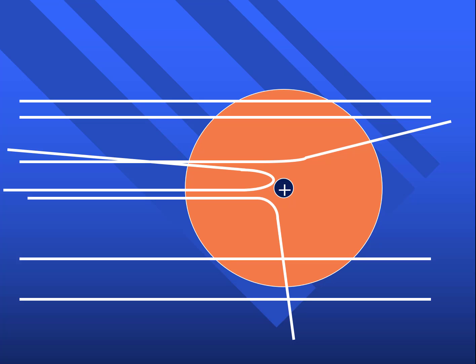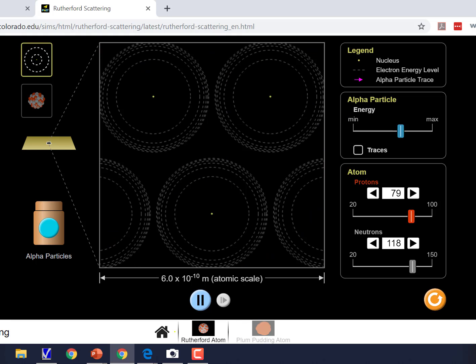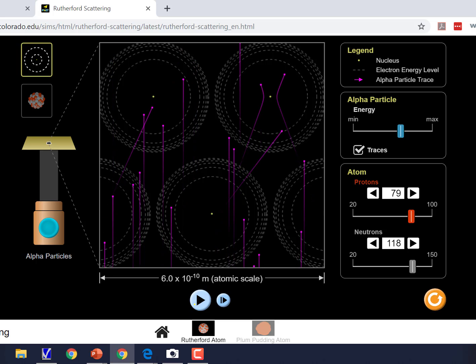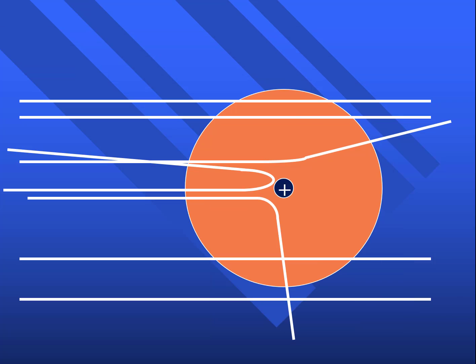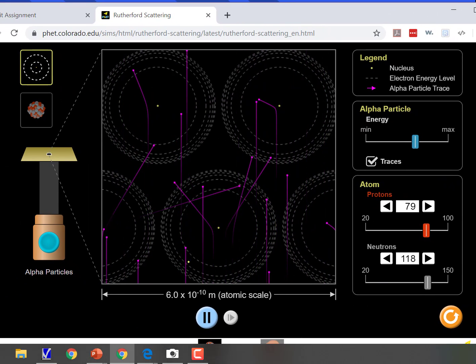Right? So on a larger scale, what you guys saw yesterday, when you did the Rutherford atom and you fired alpha particles at gold foil. Turn on traces so we can see them. There we go. Doesn't seem to be running. Let's see. Can I see it on this screen? Oh, the traces are purple. It's really, really faint. But notice where they turn.